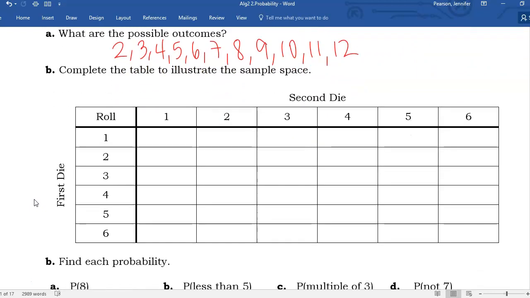So I have this table here, and we're going to fill in the values that we would get based on our first die and our second die being rolled and then added together. So like I already said, if I roll a 1 and 1, that's a 2. If I roll a 2 and a 1, that's a 3. A 3 and a 1, that's a 4. So I'm going to just keep adding these together. 2 and 1 is 3, 4, 5, 6, 7, 8. 4, 5, 6.